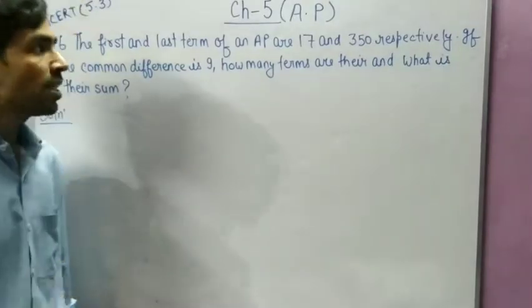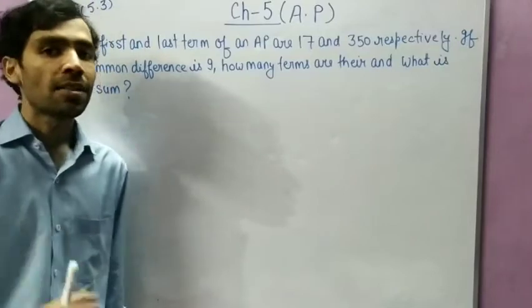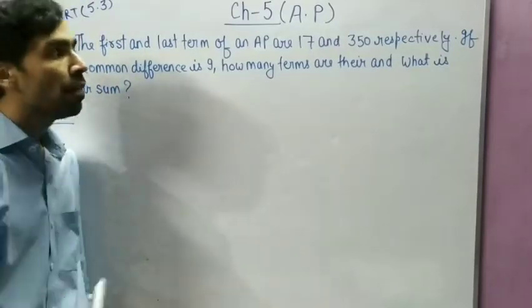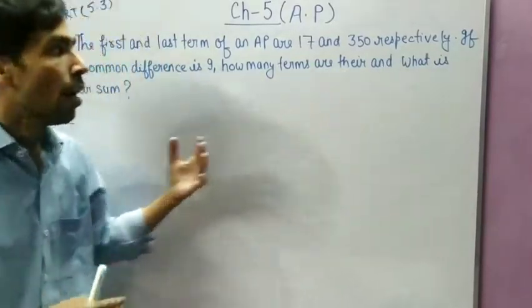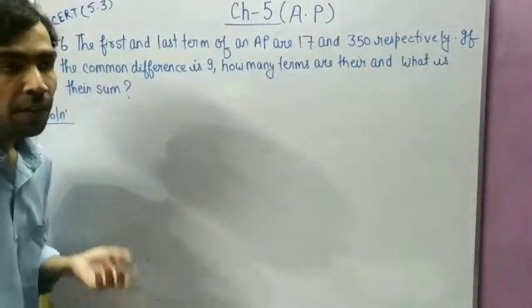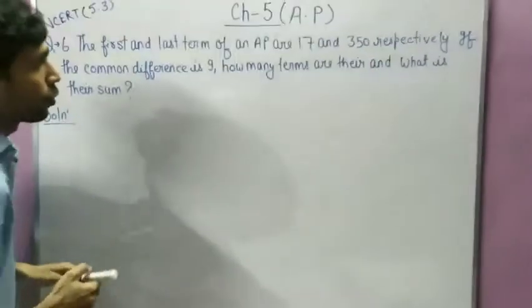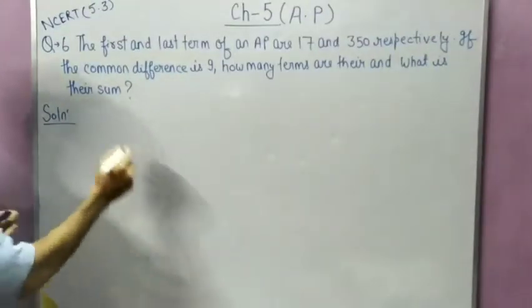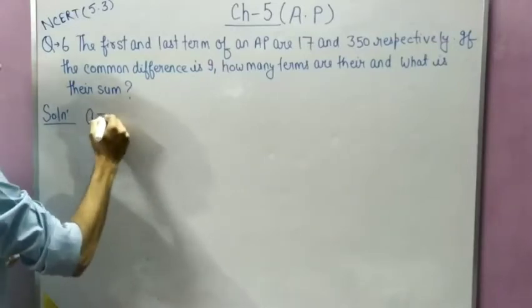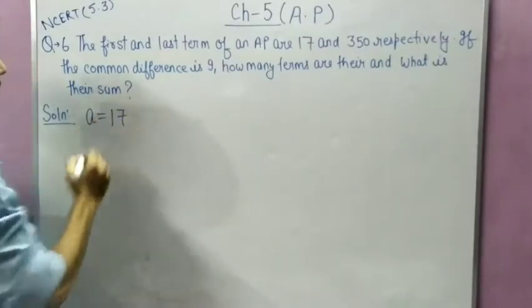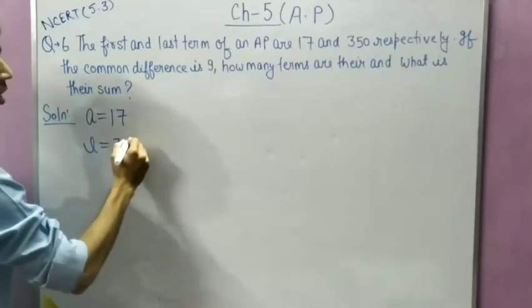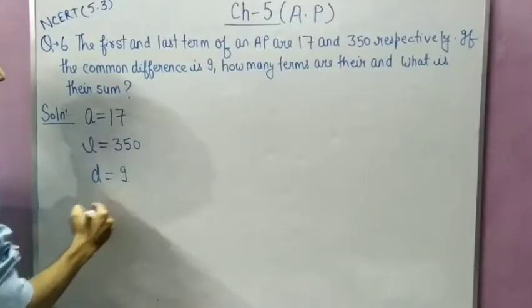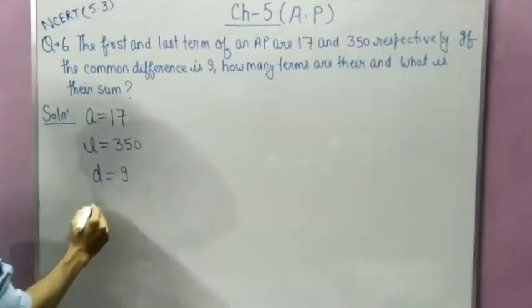Okay. So in this question, the first term and last term are given, the common difference is also given. So we have to first find the number of terms, and after that, whatever number of terms are there, we have to find their sum. Okay. So first, whatever things are given we will note down. So the first term, that is a, is given, and a is equal to how much? 17. Okay. The last term, that is small l, is given, which is equal to 350. The common difference is also given, that is equal to 9. d equals 9. So first we have to calculate the number of terms.